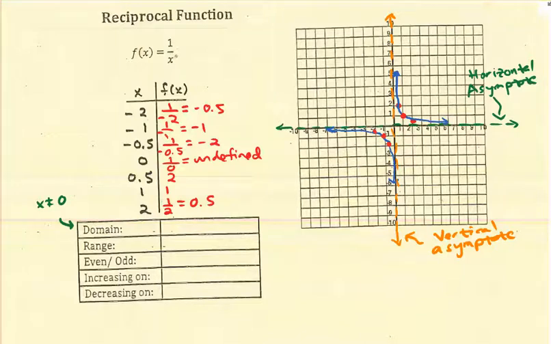And even looking at the structure of the function, 1 over 0 doesn't work out for us. The interval notation for that would be parentheses negative infinity, comma 0, union, parentheses 0, comma infinity.